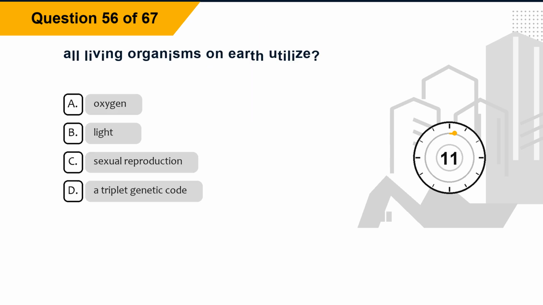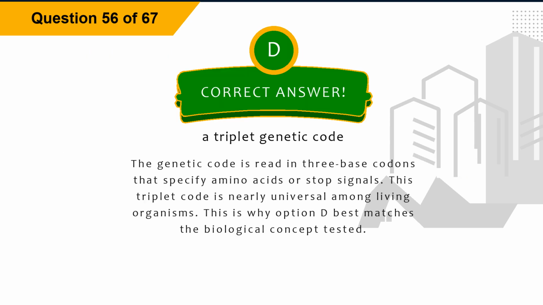Question 56. All living organisms on Earth utilize? Option A, oxygen. Option B, light. Option C, sexual reproduction. Option D, a triplet genetic code. The correct answer is option D, a triplet genetic code. Explanation. The genetic code is read in 3 base codons that specify amino acids or stop signals. This triplet code is nearly universal among living organisms. This is why option D best matches the biological concept tested.